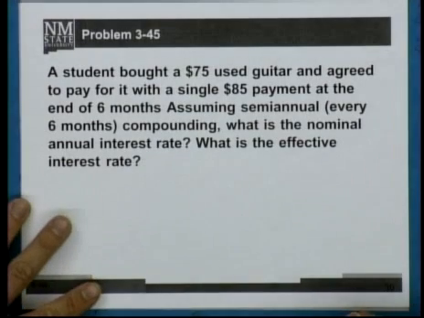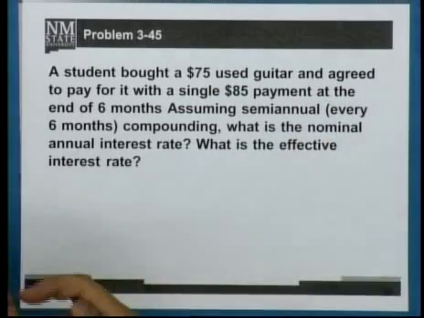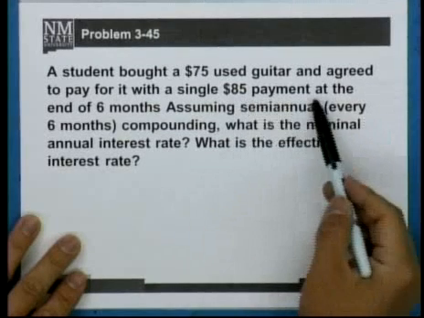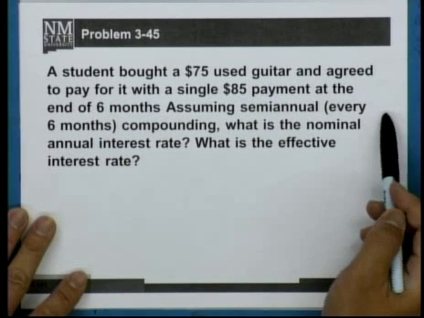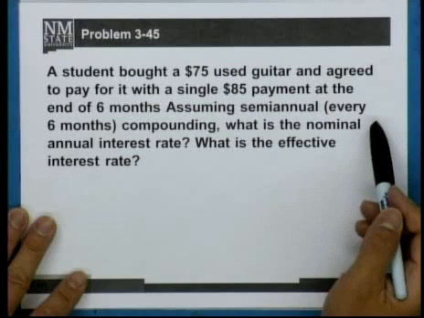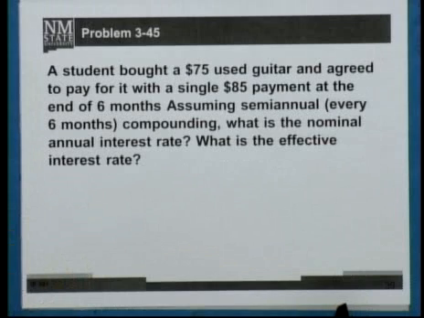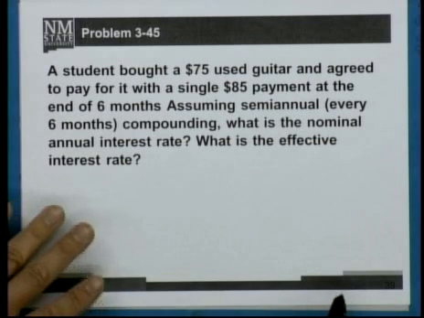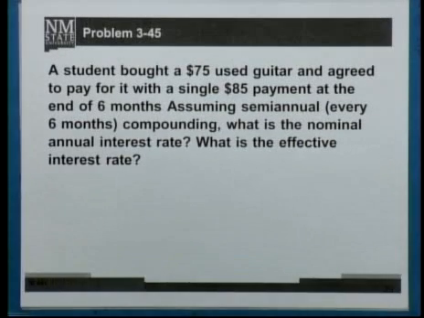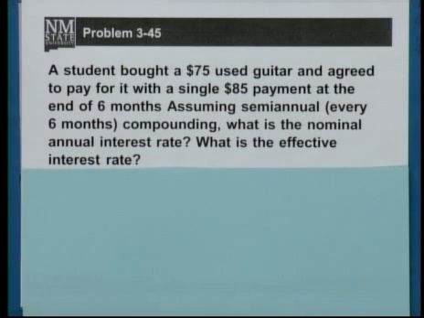Okay, so a student bought a $75 used guitar and agreed to pay for it with a single $85 payment at the end of 6 months. Assuming semi-annual, which means every 6 months, compounding, what is the nominal annual interest rate, and what is the effective interest rate? Again, this problem is about the nominal interest rate and the effective interest rate, right?